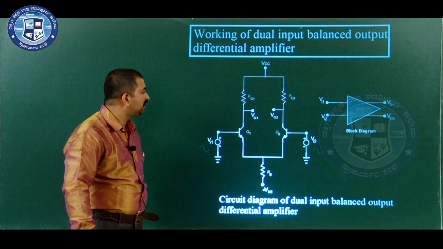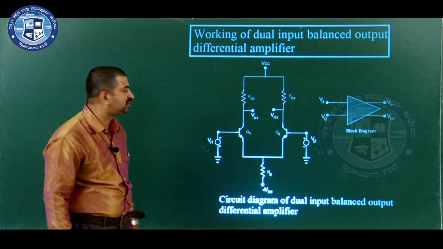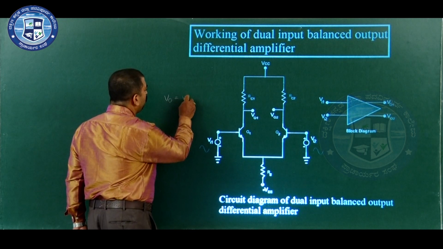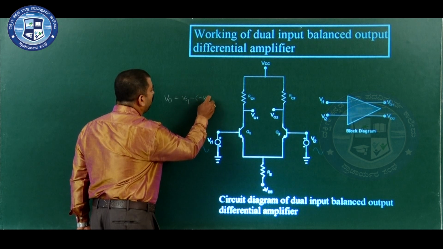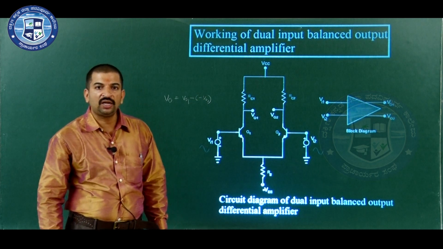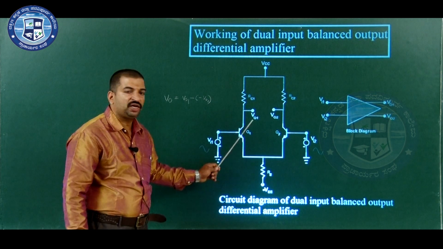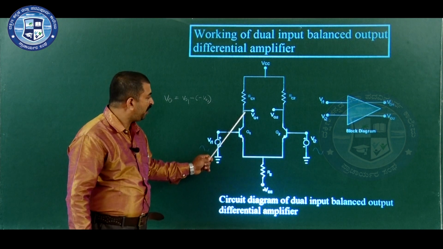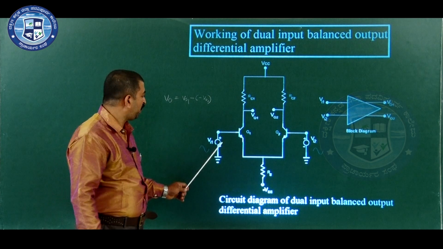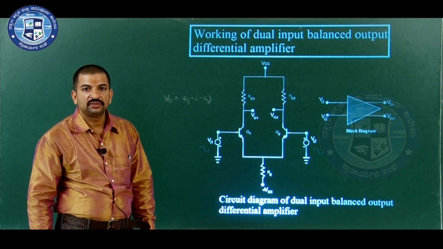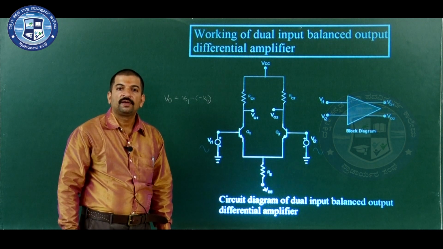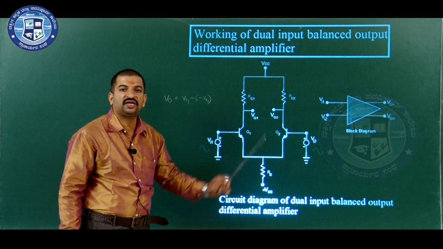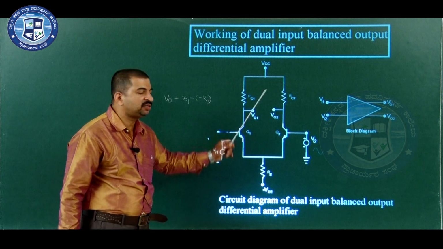When the output signal is measured across the collector terminals of both transistors, the output voltage VO is equal to VO1 minus (minus VO1). The total output voltage is usually calculated as the difference between the two voltages. When you apply the positive half cycle of the input signal, the voltage across the collector terminal of the first transistor will be a negative half cycle. But if you measure the voltage across the collector terminal of the second transistor, it will be a positive half cycle.